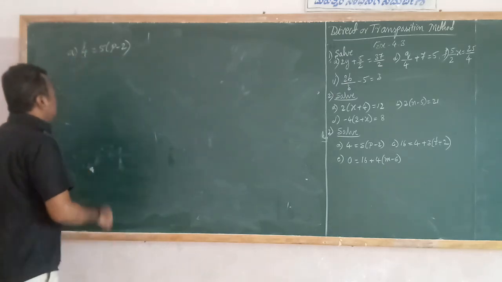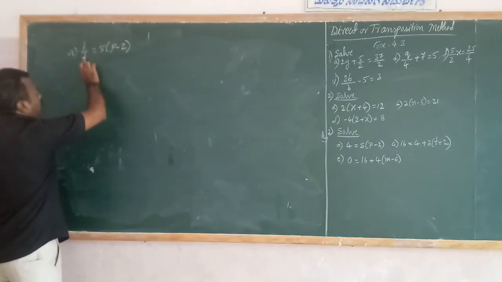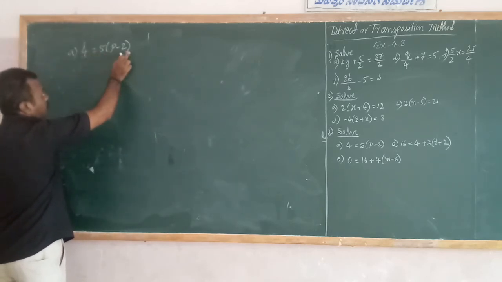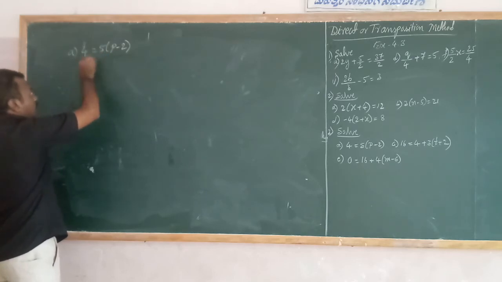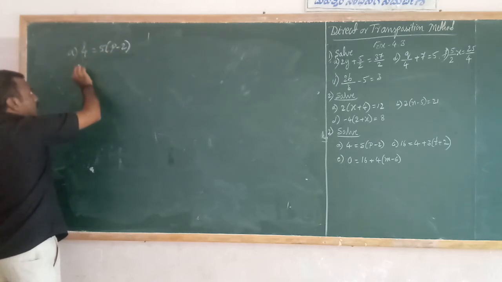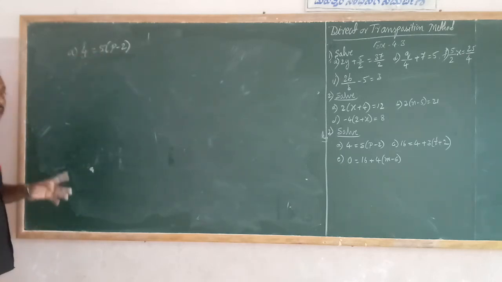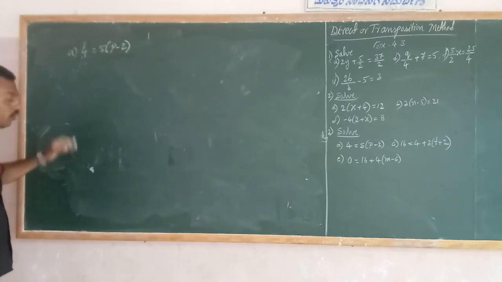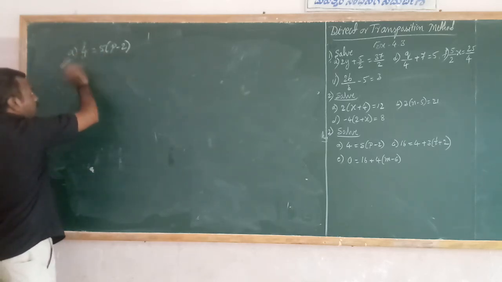Okay. See students, 4 is equal to 5 into (p minus 2) is there. So if you send 5 to the LHS, it becomes divided, because between 5 and p minus 2 which sign is there? Into. So that's why if you send 5 to the LHS, it becomes 4 divided by 5. But 4 is never divided by 5. That's why I will show an alternative method. I show now that method you have to use. Otherwise, you have to interchange the places. 5 into (p minus 2) is equal to 4.